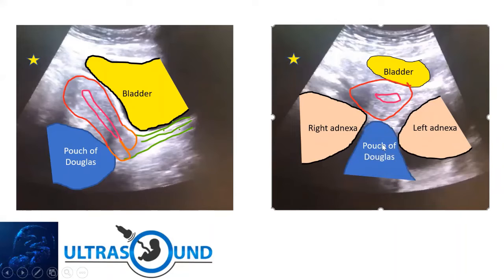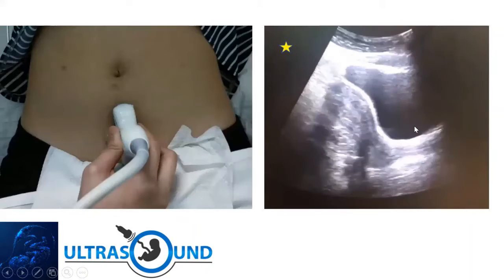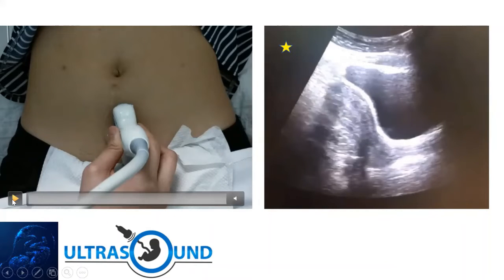And then this area will be the pouch of Douglas. So your eyes are not just to see the uterus, but you also have to see outside the uterus what is happening. Okay. All right. This is how you measure the transverse diameter of the uterus. Okay. So let's look through what you will see. Let's look at the video on the left.